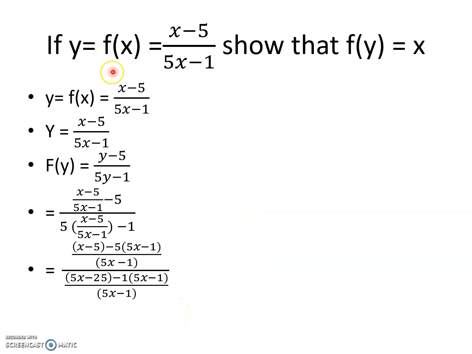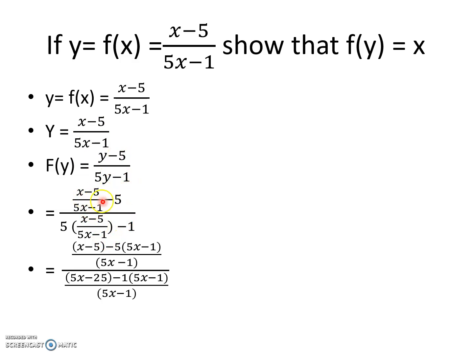We have to show that if y = f(x) = (x − 5)/(5x − 1), then f(y) = x. y is also the same, (x − 5)/(5x − 1). We have to find f(y) = (y − 5)/(5y − 1). Instead of y, now we have to put (x − 5)/(5x − 1) in numerator and denominator.